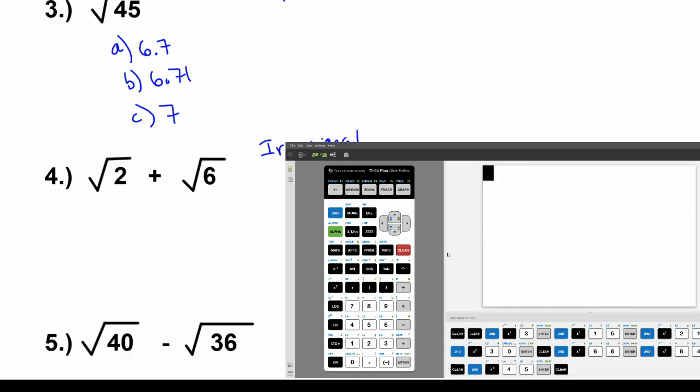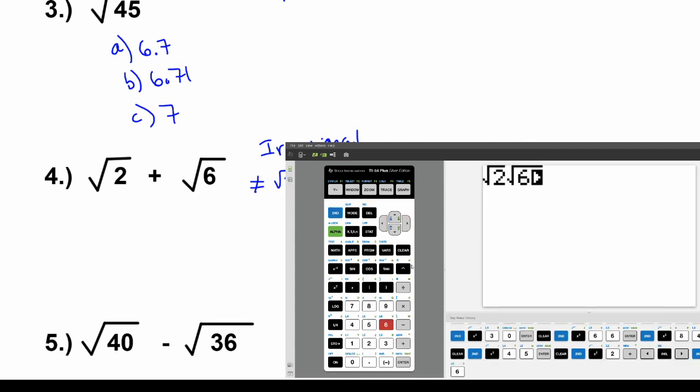Now remember, something that we can't do is combine addition under the radical. That's something we talked about yesterday. So we can't do that. That's not right. That's not right either. There we go. There's our plus sign.